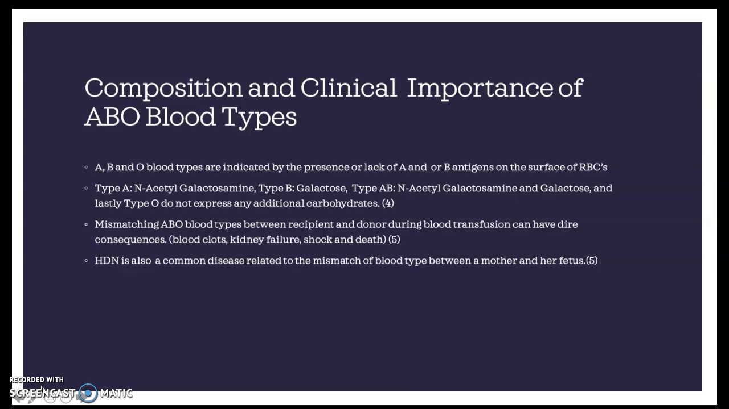And mismatching ABO blood types between the recipient and the donor during blood transfusion can have dire consequences. If a recipient who has, say, blood group O is transfused with non-group O red blood cells, the naturally occurring anti-A and anti-B antibodies in the recipient's serum bind to the antigens of the transfused red blood cells, which then leads to rapid hemolysis. So all of the blood cells get ruptured, and the death of those blood cells can lead to blood coagulation, kidney failure, and even death again.